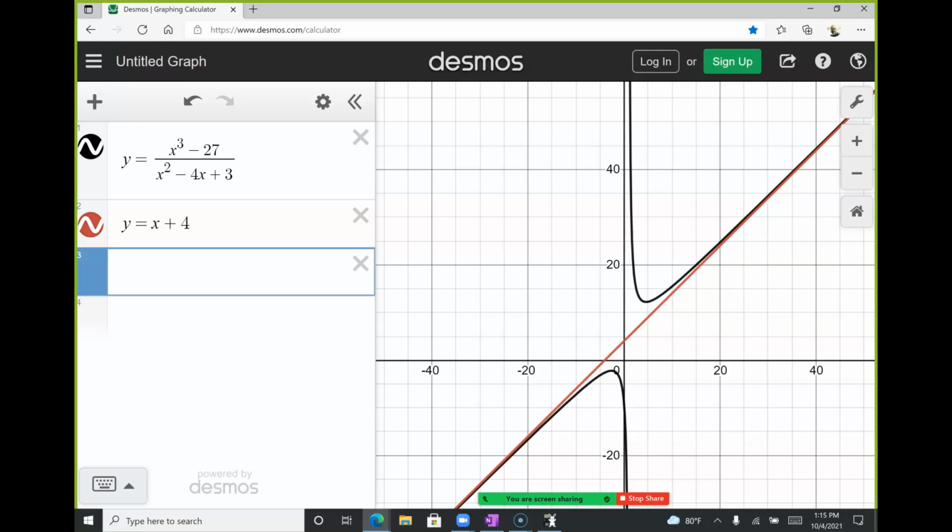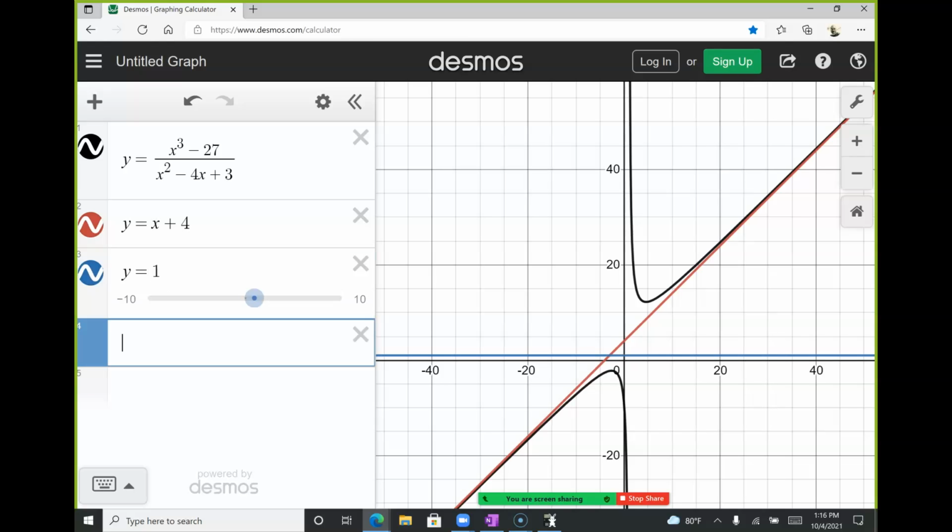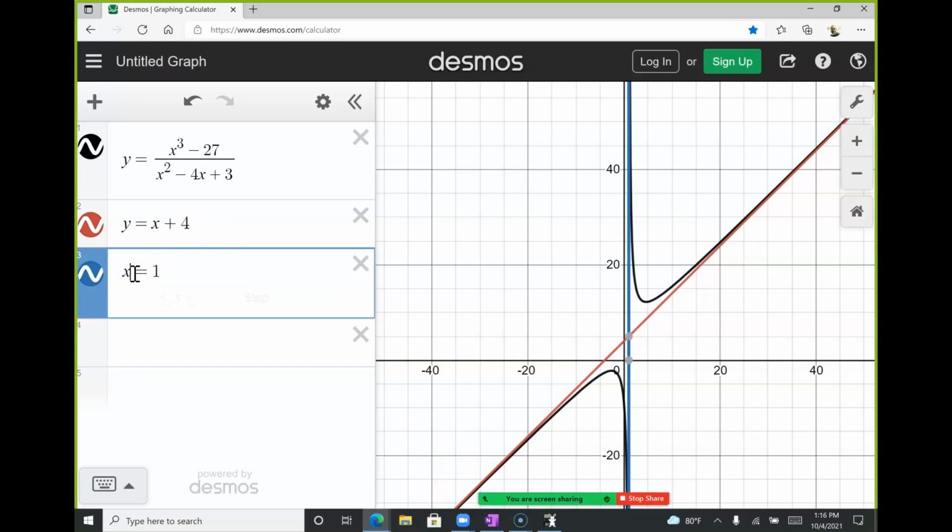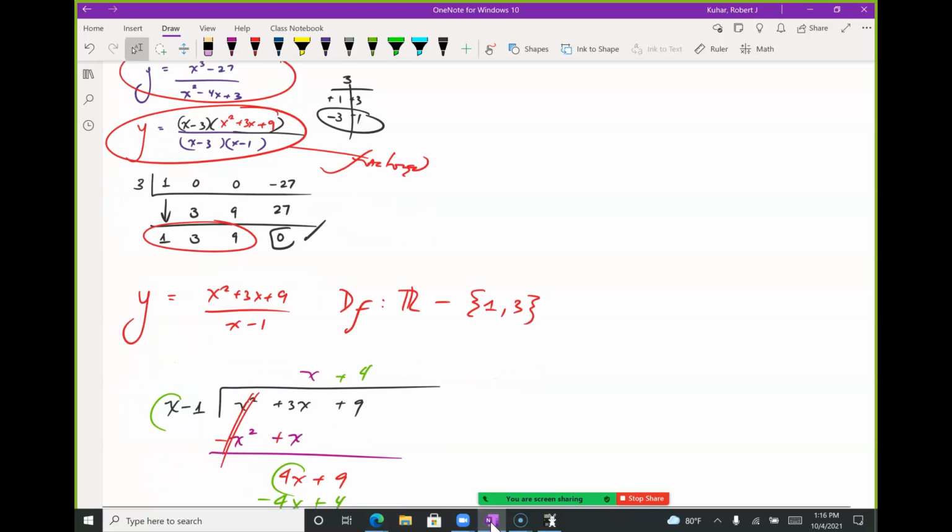We had a vertical asymptote at what, 1? X equals 1 is a vertical asymptote. And yeah, we had a hole at what was it at? Where was our hole at? X equals 3. Yeah, x equals 3.